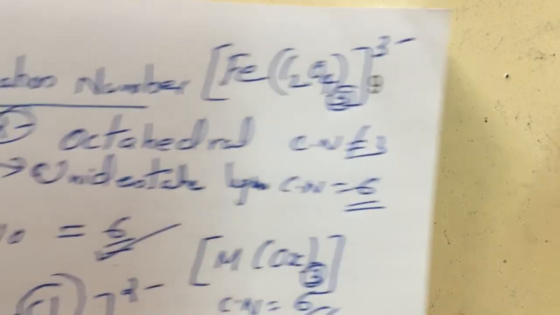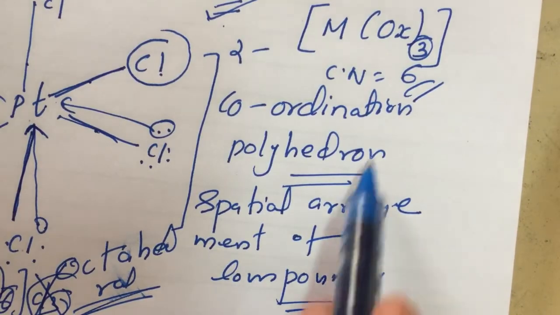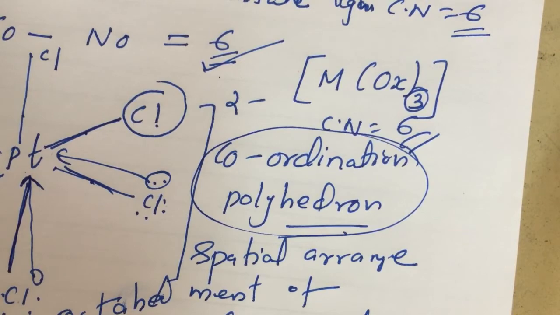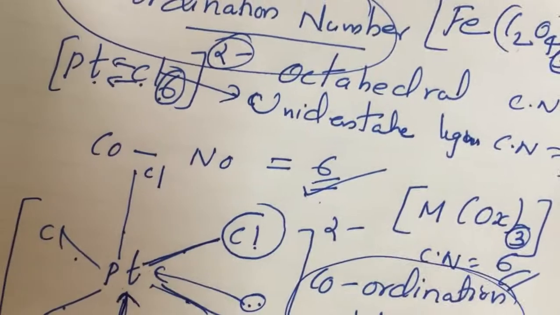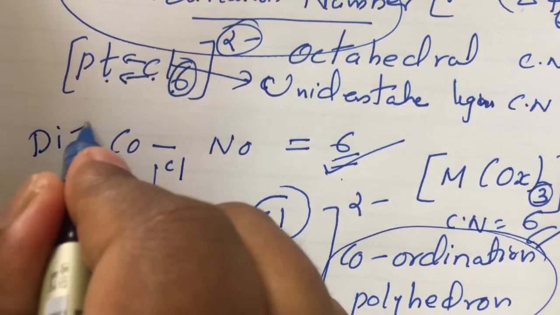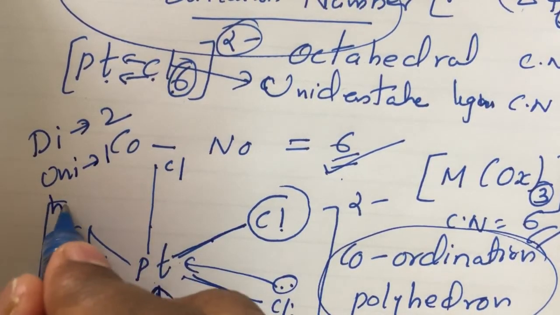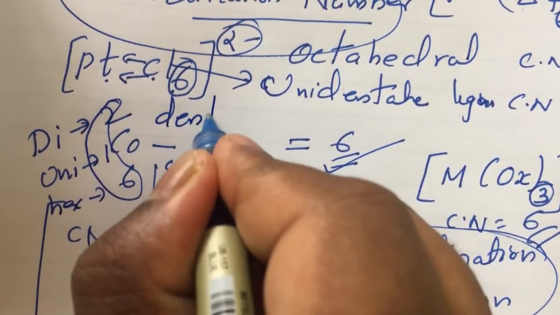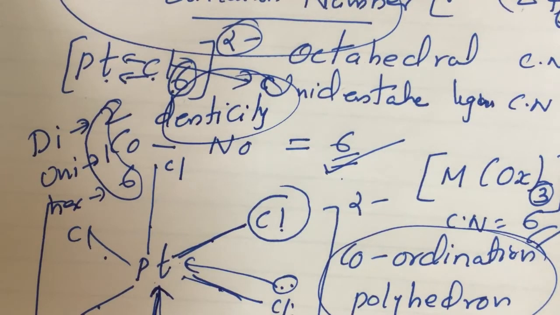So now you have learned 2 topics. One is coordination number. Second topic is coordination polyhedron. Okay, and listen, actually this di means what? 2. Unidentate means what? 1. Hexa means what? 6. Actually this number is also called denticity. Denticity means, is it didentate, how many donor atoms, that is denticity.